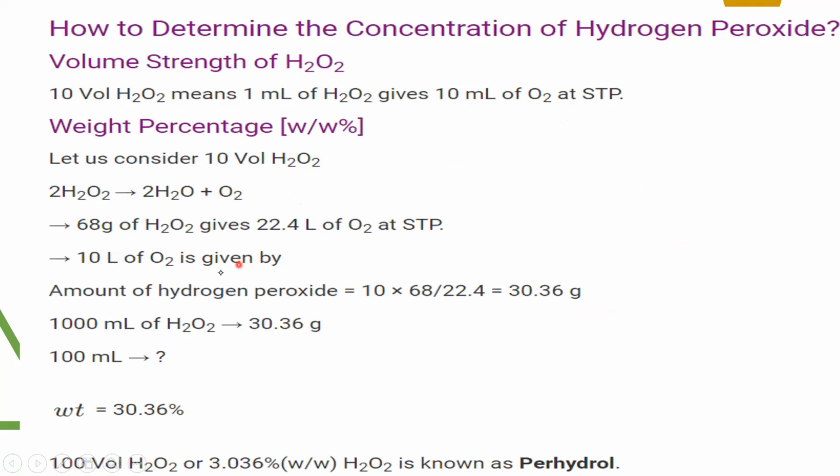So how to determine the volume strength of hydrogen peroxide? This is a very, very important concept. From this you can also expect a numerical. So how to determine the volume strength of hydrogen peroxide?